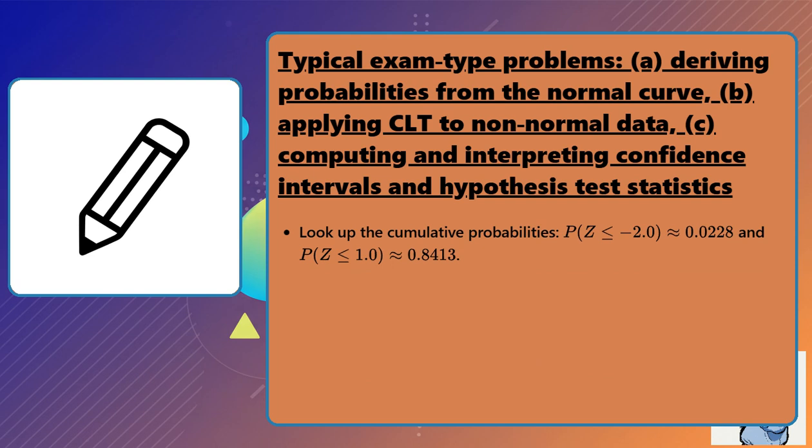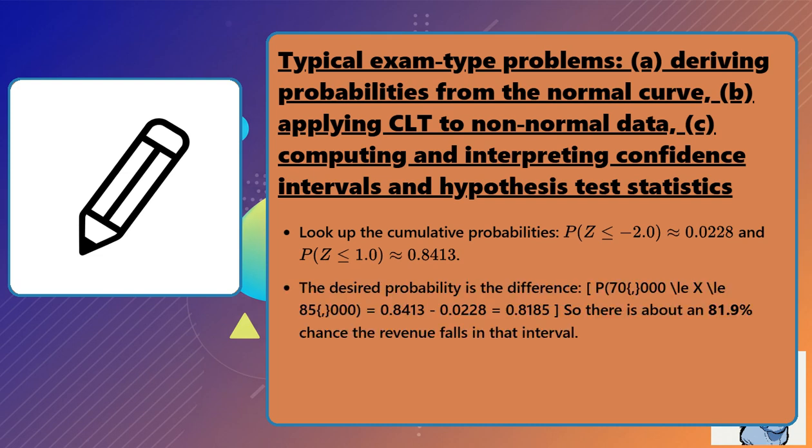Look up the cumulative probabilities. The probability of z less than or equal to minus 2.0 is approximately 0.0228, and the probability of z less than or equal to 1.0 is approximately 0.8413. The desired probability is the difference. The probability that 70,000 is less than or equal to X less than or equal to 85,000 equals 0.8413 minus 0.0228, equals 0.8185. So there is about an 81.9% chance the revenue falls in that interval.